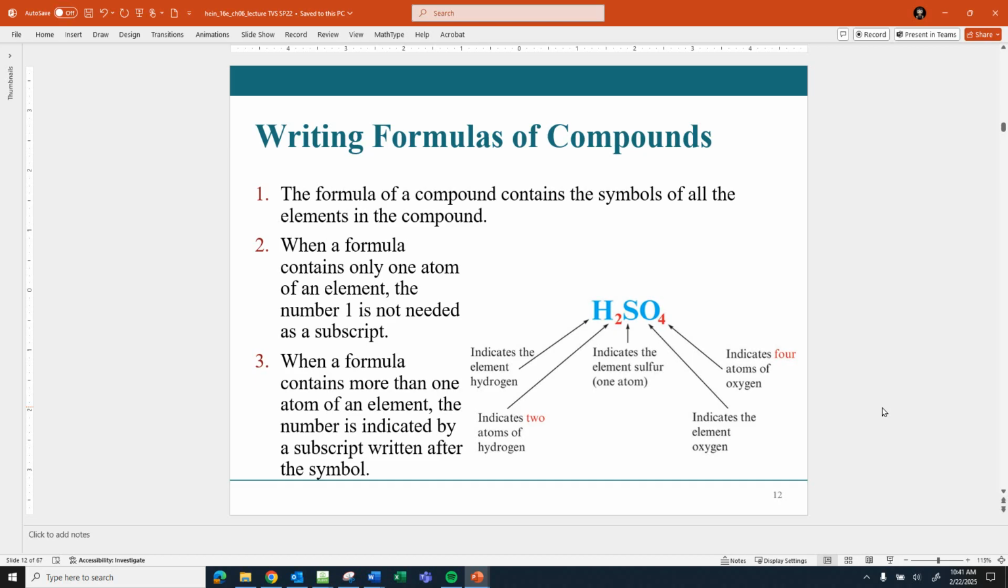Then, if the formula contains one atom of an element, we do not put a subscript of 1. It's redundant. The elemental symbol itself means 1. So here you've got 2 hydrogens being shown in this formula, but only 1 sulfur. So it's not H2S1O4. It's redundant to put the 1. Now, when a formula contains more than 1 atom of an element, the number is indicated by the subscript, as you can see in the red.